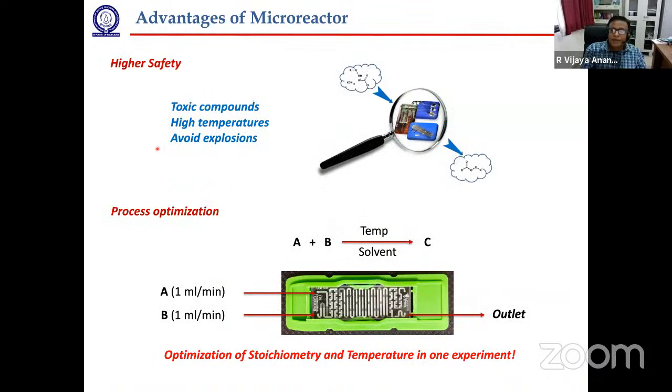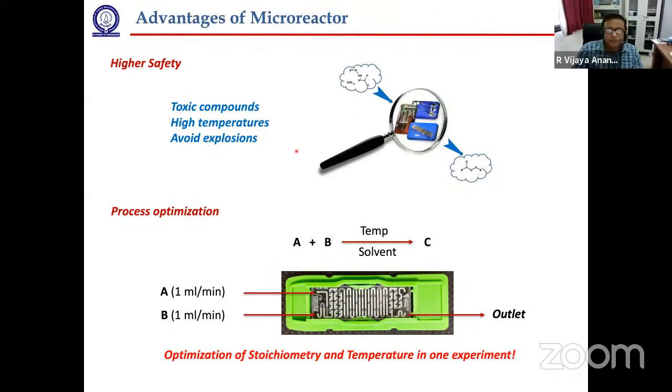Okay, and another important advantage of microreactors is safety. Suppose you want to make a particular compound which is explosive, for example, peracid or peroxides. In that case, you have to be very careful, because the concentration of peroxides is very crucial. If the concentration is high in the reaction flask, that may lead to an explosion. So in a batch reactor, the possibility of explosion will be very high, because you will have a high concentration of the peroxide or explosive compound inside the reaction flask.